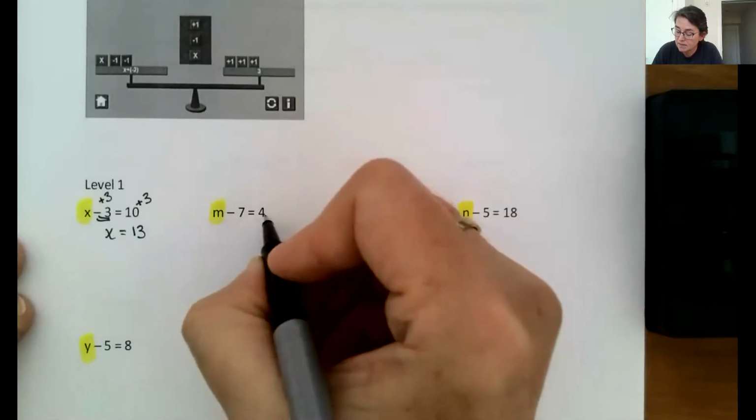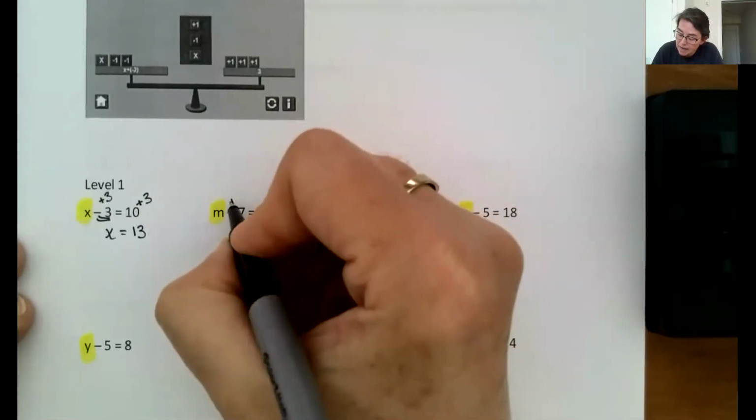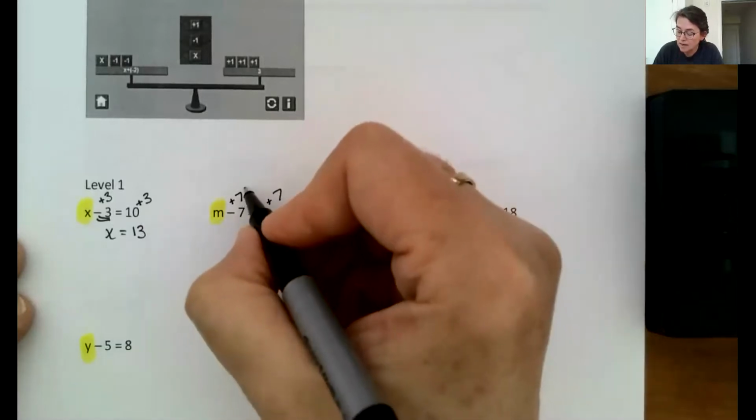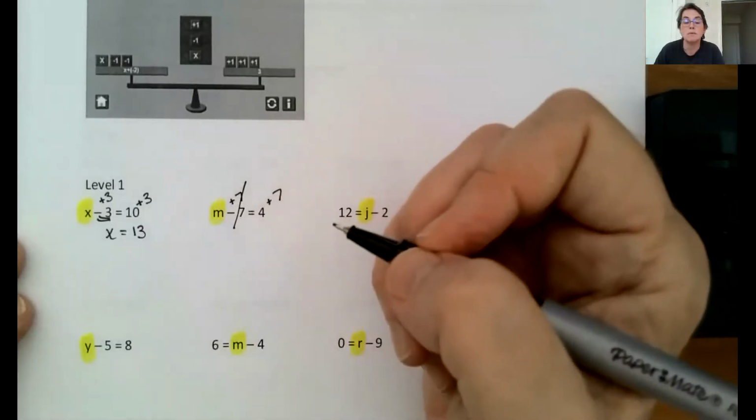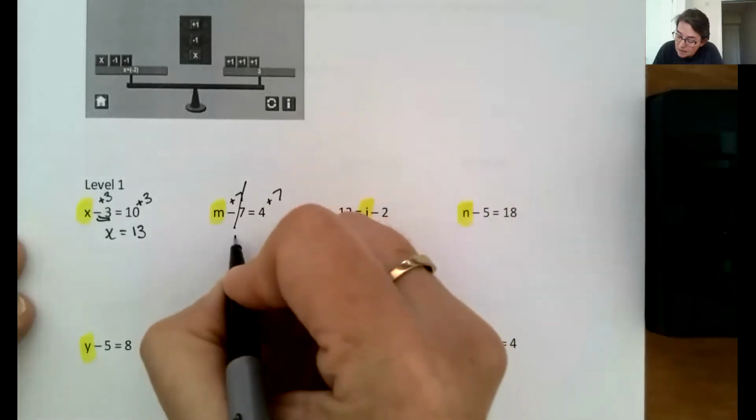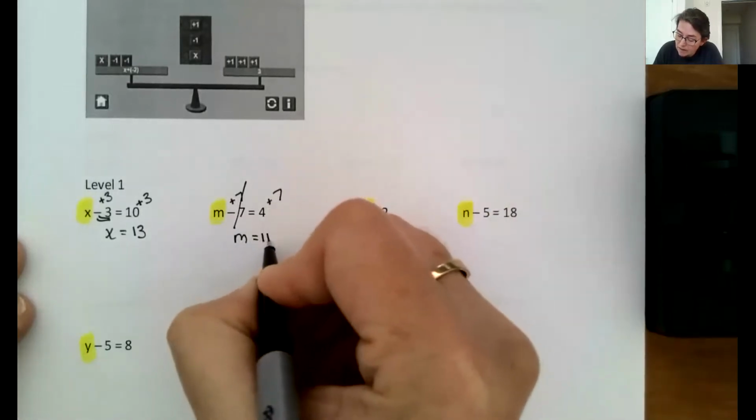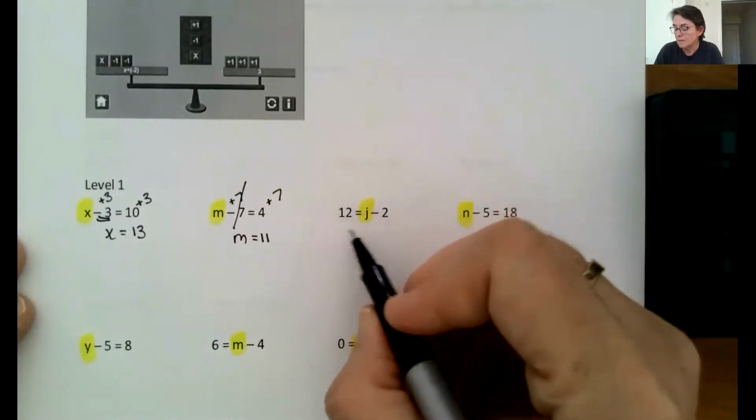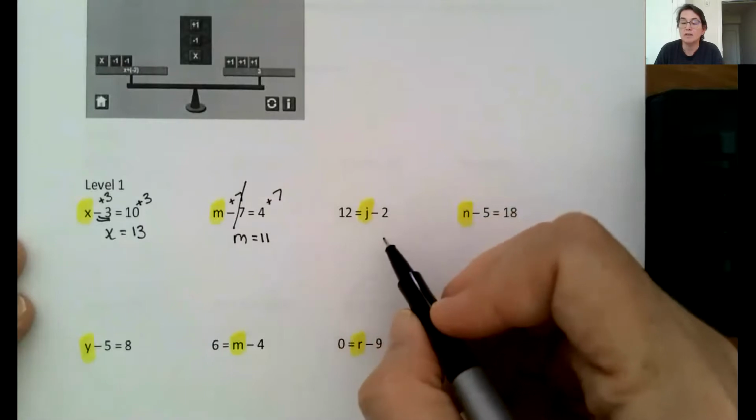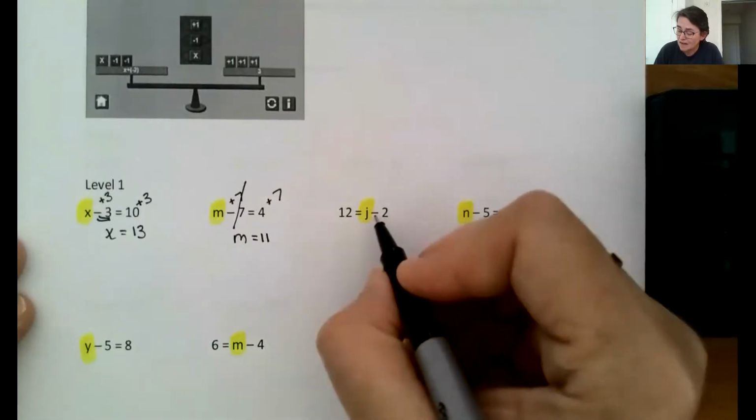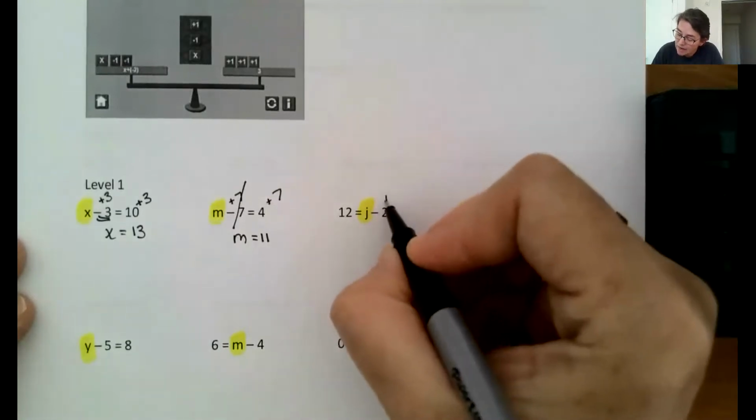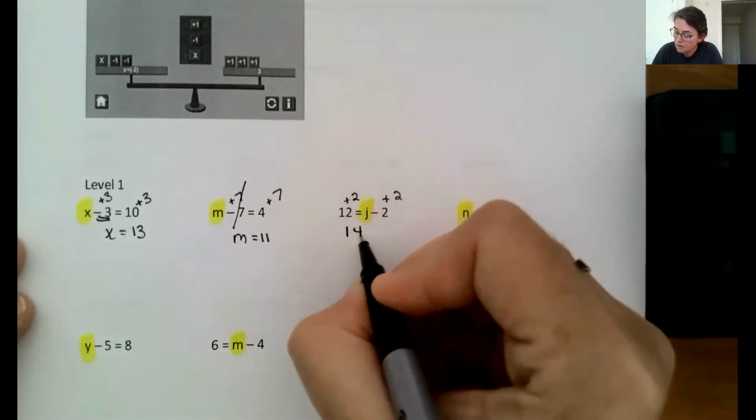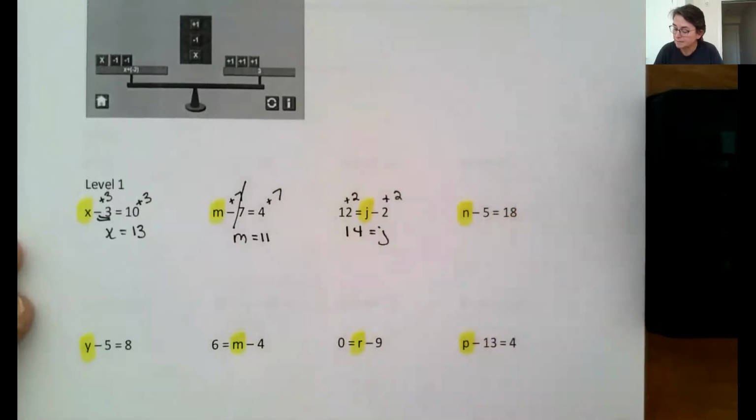m minus 7 is equal to 4. So we're going to add 7 and add 7, because we've got to do it to both sides. And again, these two cancel out to 0, leaving me with just a plain m. So m is equal to 11. Now I flip this equation, I have my number on the left, my variable on the right, but it makes no difference. I've got j minus 2, so I'm going to add 2 and add 2 there, and I'm going to get 14 is equal to j.